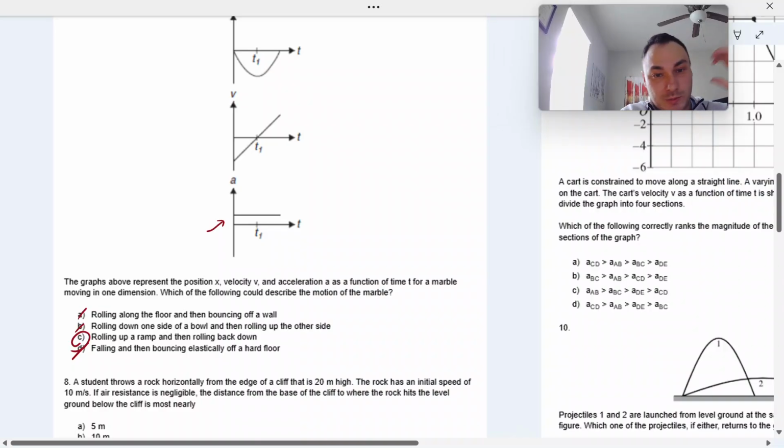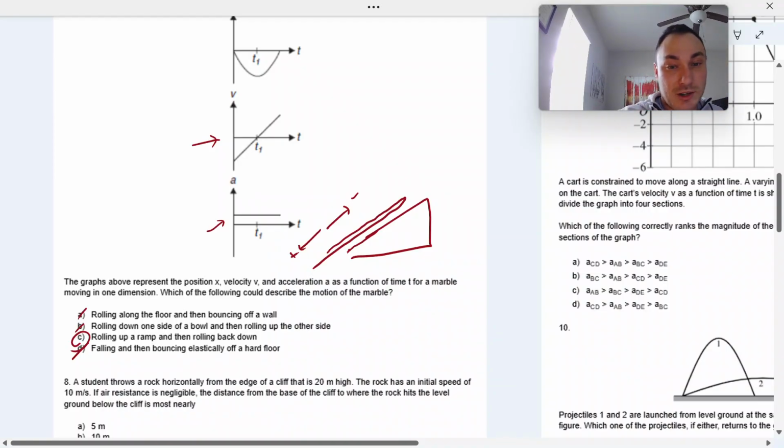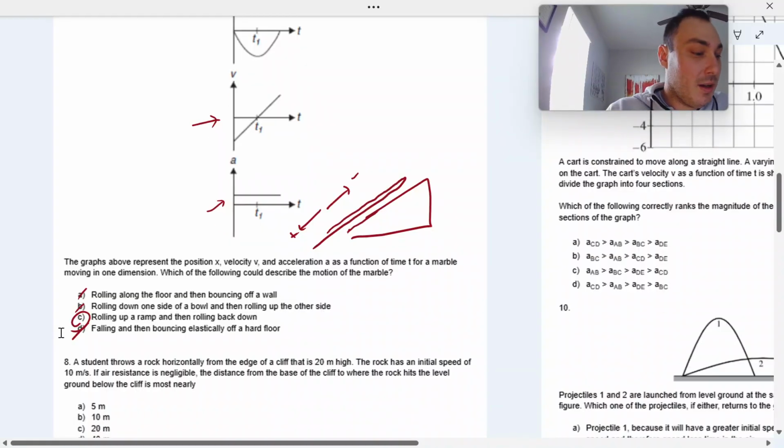If we picture a marble rolling up a ramp, the marble is going to go quickly, and then it's going to slow down, and then it's going to stop, and then it's going to come back down and speed up. That's what's happening here. But what's weird is the way they drew velocity. They're defining this way as the negative direction and this way as the positive direction. But we can change our directions if we need to.